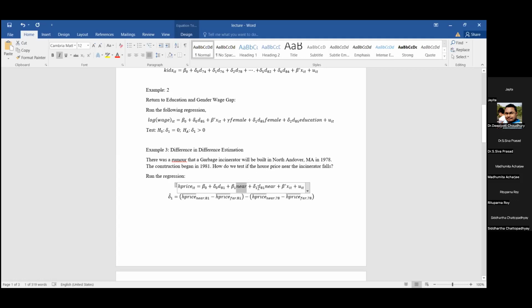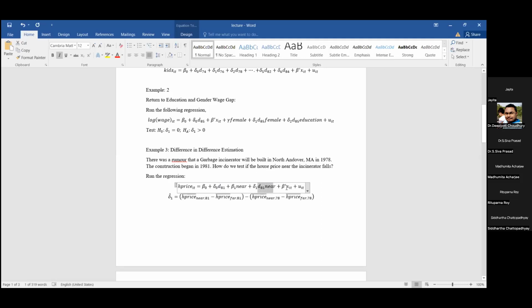And I am actually introducing another dummy variable, the interactive dummy over here, D81 multiplied by near. So D81 is basically a simple dummy variable, which is taking a value 1 for 1981 and 0 otherwise. Near, this is also a dummy variable, is taking a value 1 for household near to the garbage bin, and this is an interactive dummy variable.